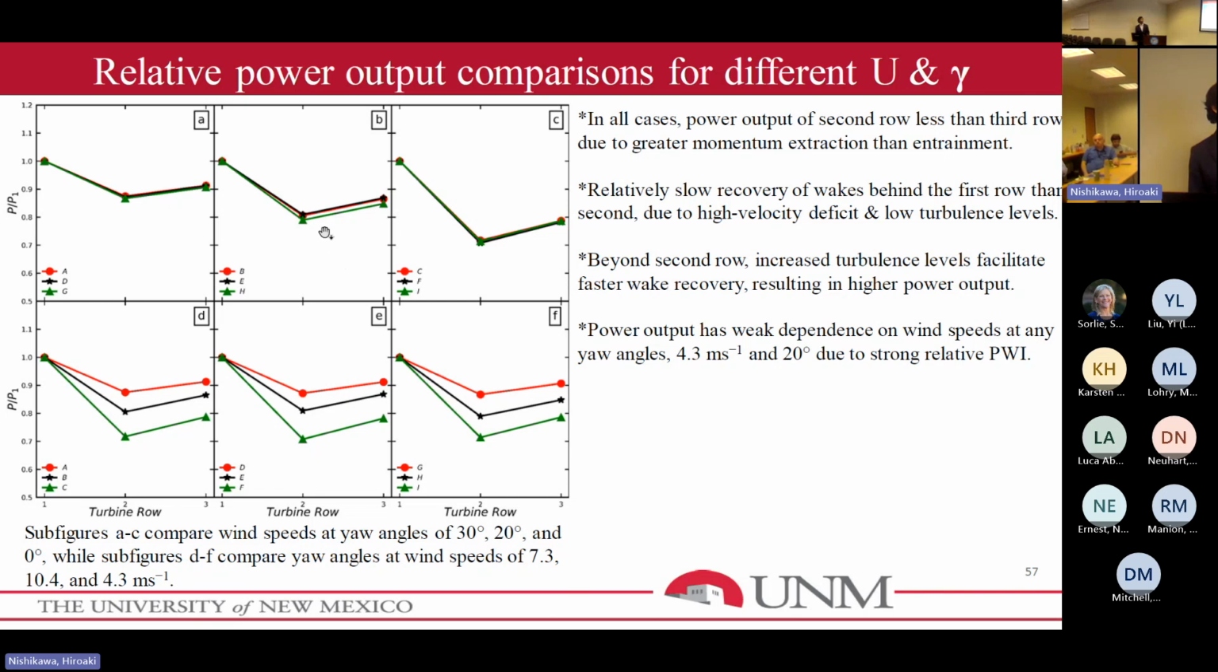Another thing to notice from here is that this is for the 20-degree yaw angle. For the lowest velocity, as you can see, the lowest velocity for the 20-degree angle produces less power for all rows of turbines, which suggests that the lowest wind speed affects the downstream turbines more severely than the highest wind speed. The black line is the highest wind speed, 10.4.